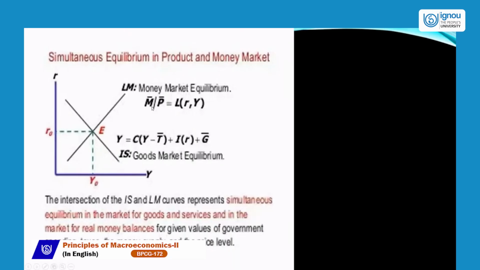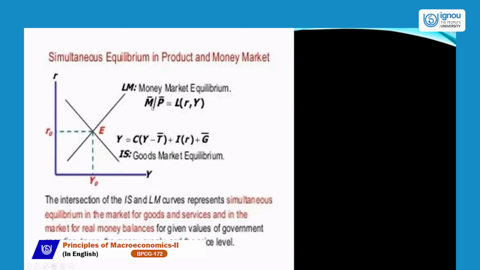IS curve slopes always downward, and LM slopes always upward. IS shows a negative relationship between the rate of interest and the level of income, and LM shows a positive relationship between the rate of interest and the level of income. Where both curves intersect each other, the equilibrium point is determined. At this equilibrium point, the rate of interest is also determined. Here R0 is the equilibrium rate of interest and Y0 is the equilibrium level of income.